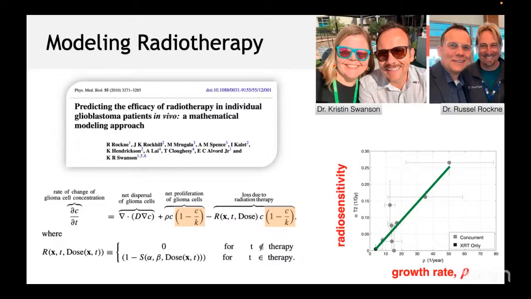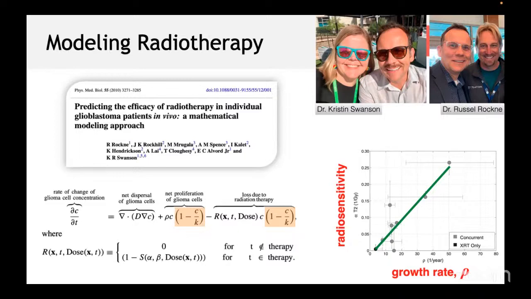So here you can see a continuous form of radiation in there. It's like a Kronecker delta function: this radiation response term is 0 when radiation is not given, or not 0 whenever radiation is given. What's also nice is that there's a beautiful correlation of a mathematical model parameter, in this case the growth rate, against radiation sensitivity. And this makes sense. We know that cells that are more actively proliferating are much more sensitive to radiation.